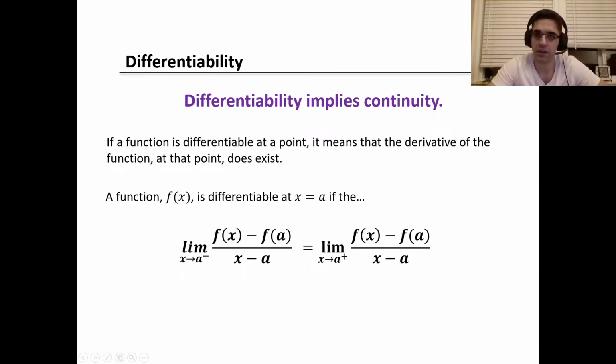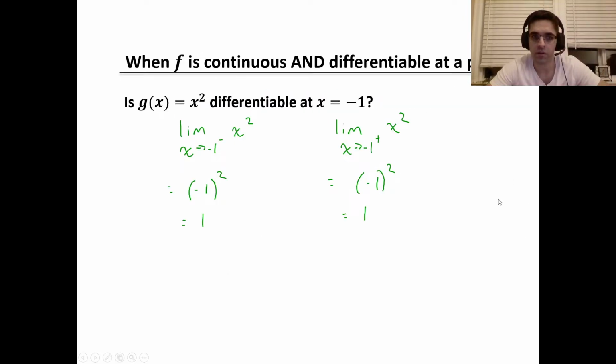One good thing to keep in mind as we go through this is the phrase "differentiability implies continuity." An example of that is a function that is continuous and differentiable, and we'll also look at one that is continuous but not differentiable. This example, g of x equals x squared, is continuous and differentiable. It's continuous because x squared is a polynomial, a parabola, and we know parabolas are continuous.